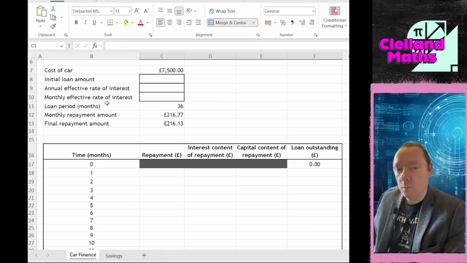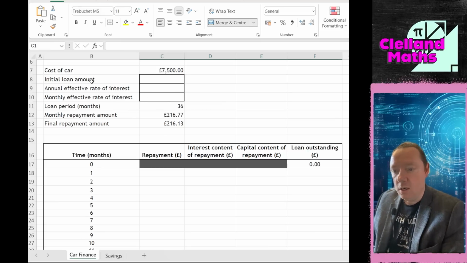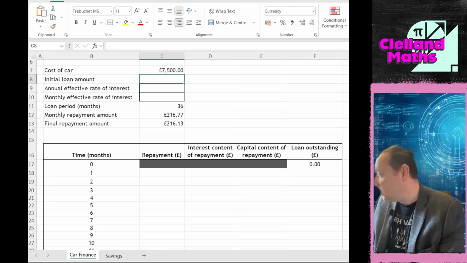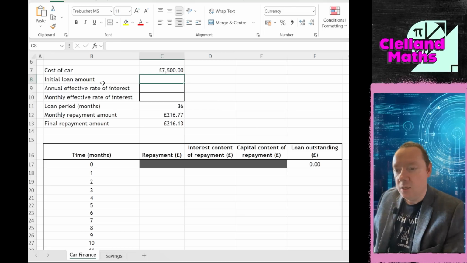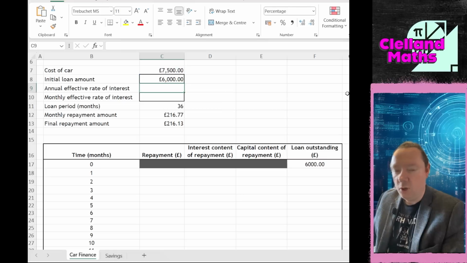Okay, so in our Excel document here, initial loan amount. So the cost of the car is £7,500. If you remember back in the question, it said there was a deposit, and the deposit was 20%. So that means that 80% is left. So we could work that out by saying 0.8 times this. And that gives me my loan amount. Or you could have just worked it out manually and typed it in. No big deal. So take it off 20%.